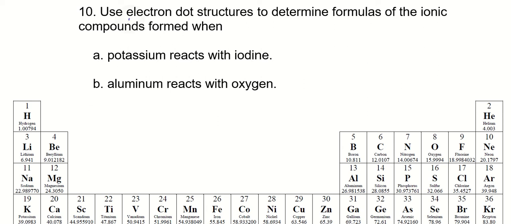Just like the previous sample problem, we are asked to use dot structures to determine the formulas of these ionic compounds. Now, you're not going to be told these are ionic compounds on your test. You'll have to get that part on your own. So we have, big clue here, we have metals reacting with non-metals.